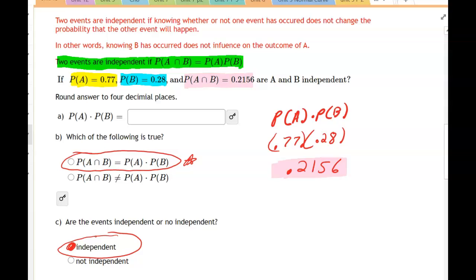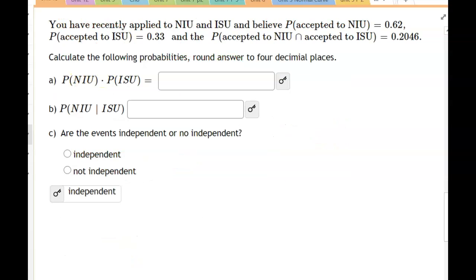Let's take a look at an example that has some context in it. Let's take a look at this application. You've recently applied to NIU and ISU and believe the probability you'll be accepted to NIU is 0.62, and that's where I graduated college and have my master's degree. The probability that you are accepted to Illinois State is 0.33, that's where my daughter and son go to college. And the probability that you're accepted to NIU and ISU is 0.2046. So your goal is to figure out if these are independent or not.